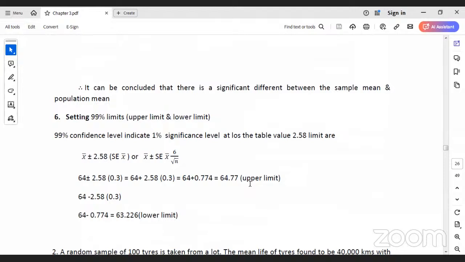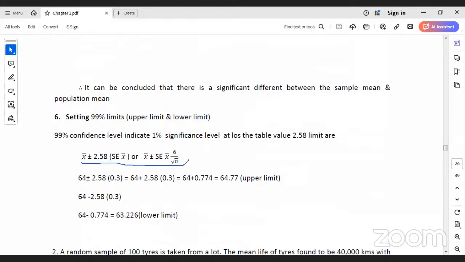So X bar plus or minus, see the formula here. First we have to do addition and subtraction, two times, and we have to assign the limits here. Listen carefully to the formula: X bar plus or minus 2.58 into standard deviation of X bar. Here standard deviation of X bar is already 0.3, we know. So X bar is 64, plus or minus 2.58 into 0.3.